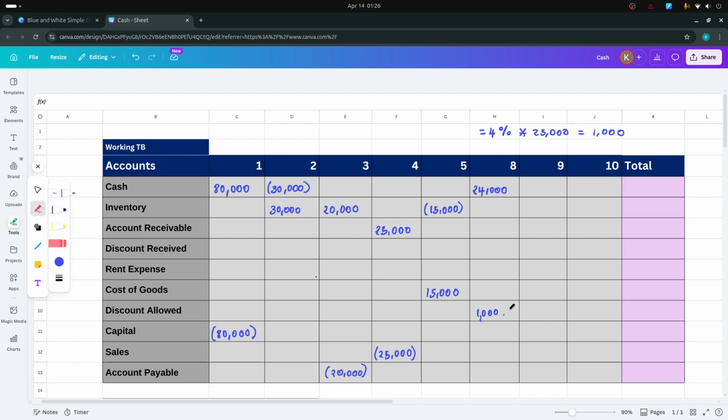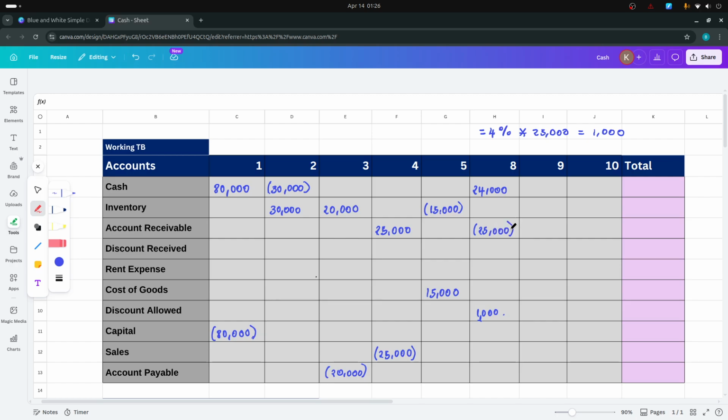balance us 25,000. On the other side, what is happening is we have been paid what we were expecting from this client. So we need to reduce our account receivable. So we come and credit the account receivable. Don't forget, to decrease an asset account, what do you do? You credit that account.